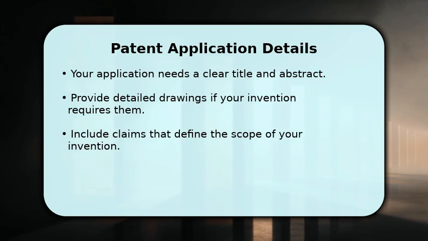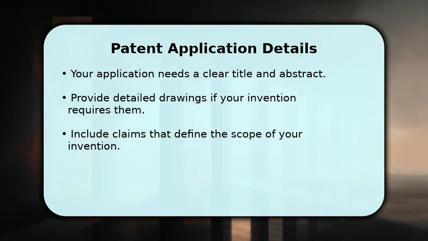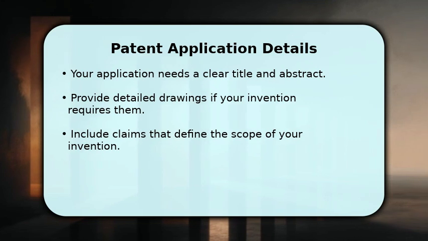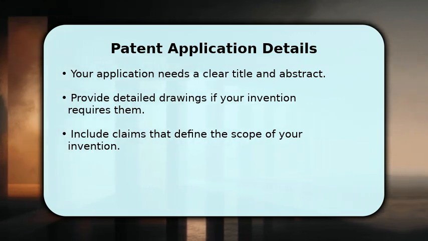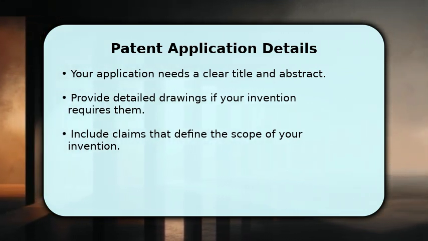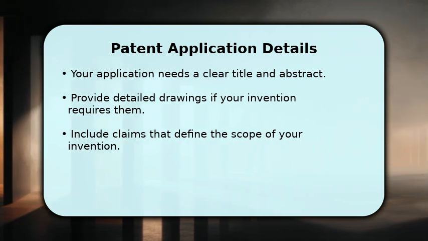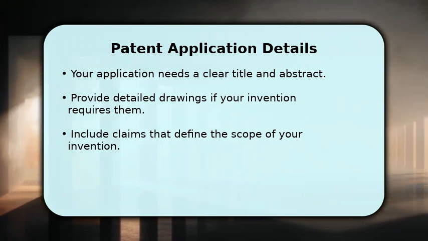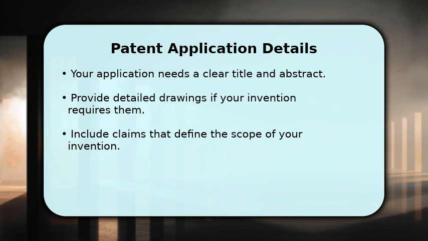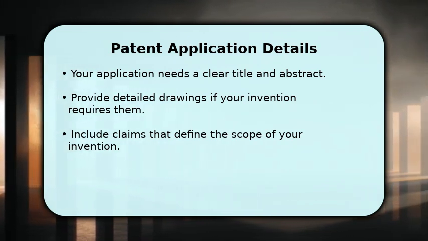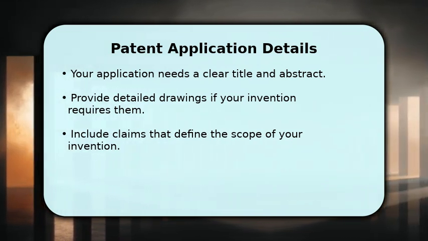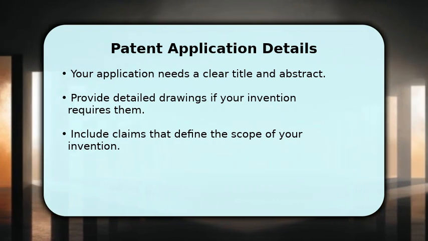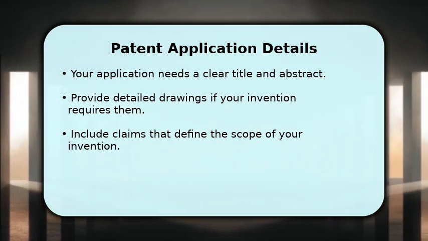Your patent application requires several key components for a successful submission. Start with a concise title and an abstract summarizing your invention. If applicable, include detailed drawings that illustrate your invention's features. Most importantly, draft precise claims that clearly define the boundaries of your invention's protection. These claims are the legal heart of your patent.